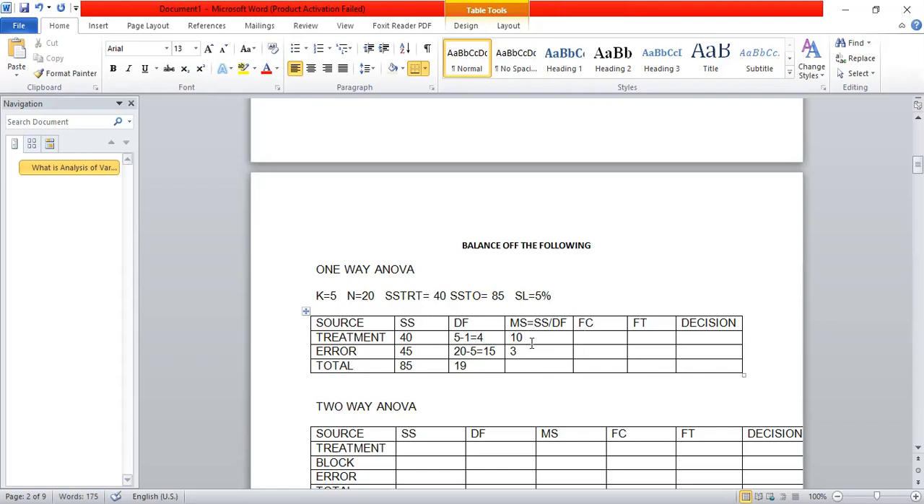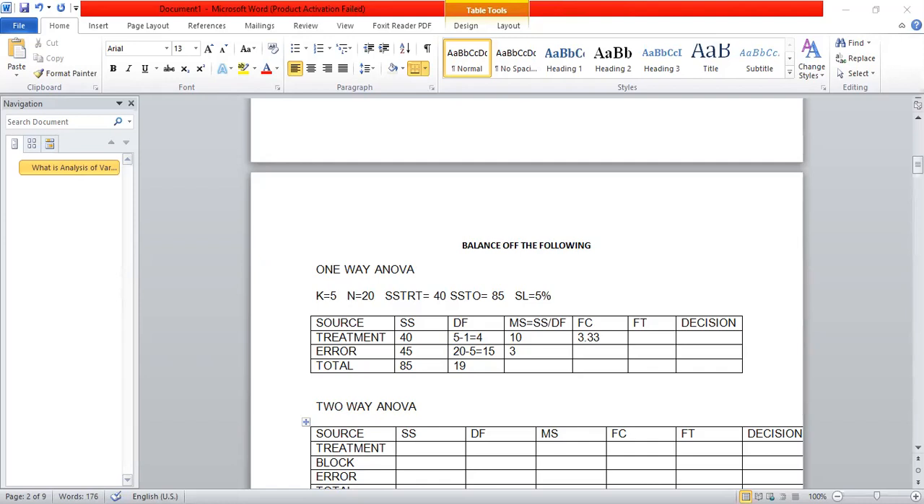So to get the F calculated, we divide now the mean square treatment by the mean square error. So the 3 into 10, we get what? 3.33. Is that clear? Yes. Okay. Then from here, you now need to read on the tables.